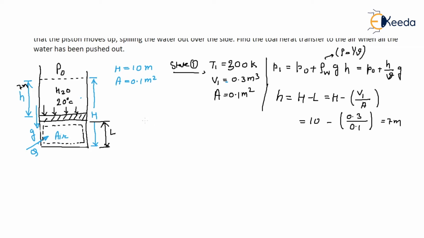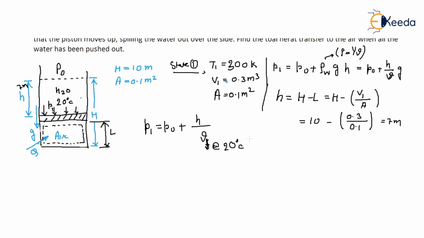What is P1? P0 plus the given h. But what is the specific volume v1? It is the specific volume of the fluid at what temperature? At 20 degrees centigrade, right?